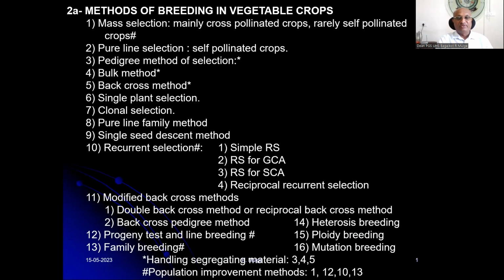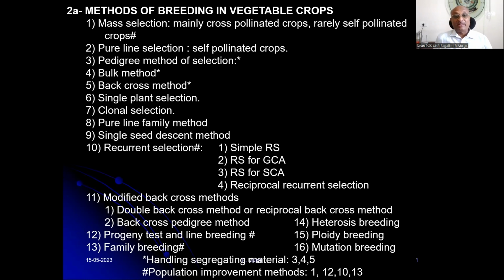mass selection, pure line selection, pedigree method of selection, bulk method, backcross method, single plant selection, clonal selection, pure line family method, single seed descent method, recurrent selection. In that you have simple recurrent selection for GCA, recurrent selection for SCA, reciprocal recurrent selection. Then the modifications of backcross methods like the double backcross method or reciprocal backcross method.